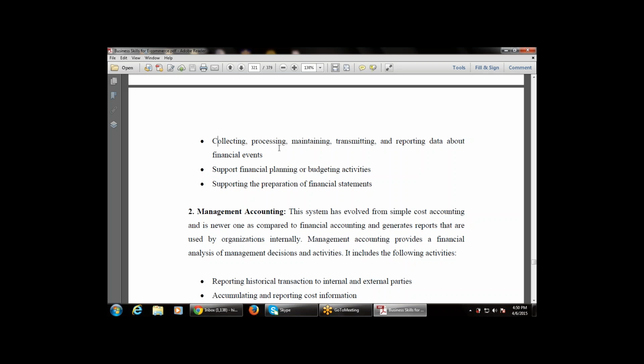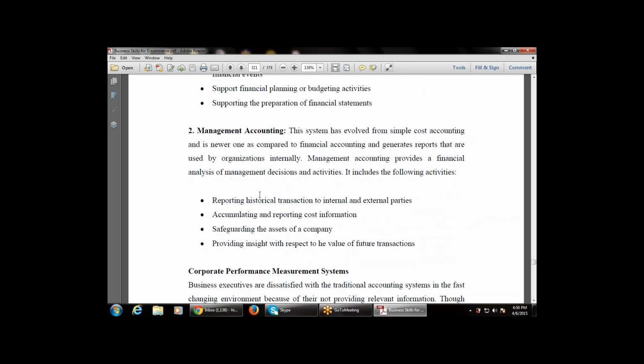Management accounting includes the following activities. First of all, it reports historical transactions to internal and external parties. That is, it provides the past transactions to the internal as well as the external parties.